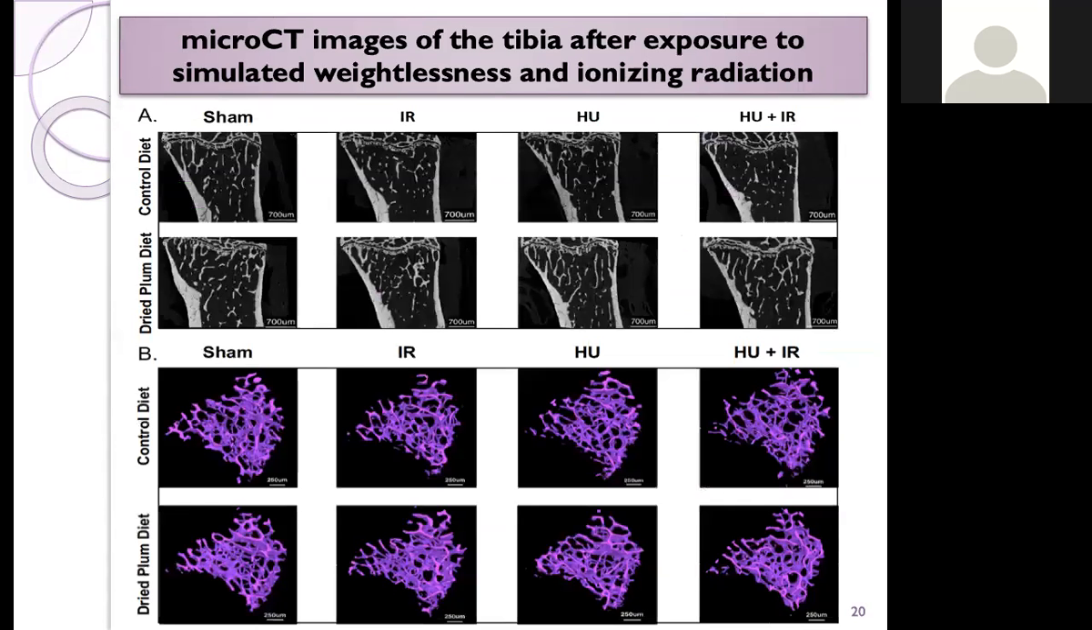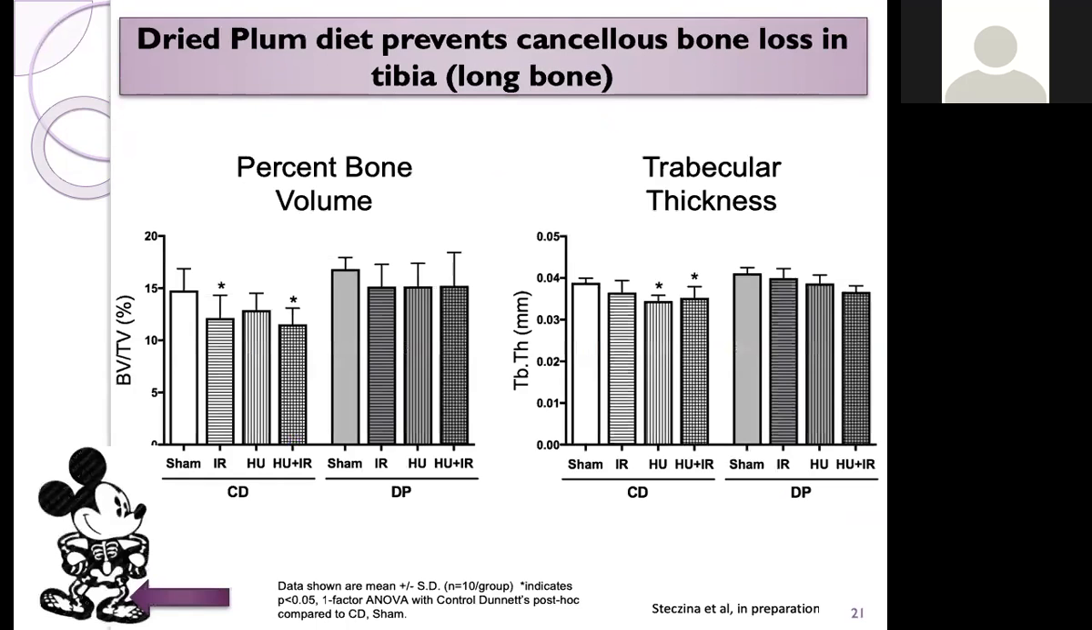Here are some micro-CT images of the tibia. So you can see here on top, mice with the control diet. After radiation or HU, or the combination, you can see less trabeculae in the cancellous bone, whereas mice with the dry plant diet don't have such a detriment. In the 3D rendering of the cancellous bone, you can also see that, but of course we quantified it. So this is in the tibia, the long bone.